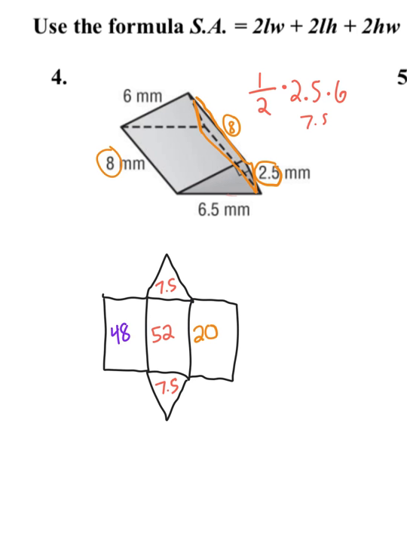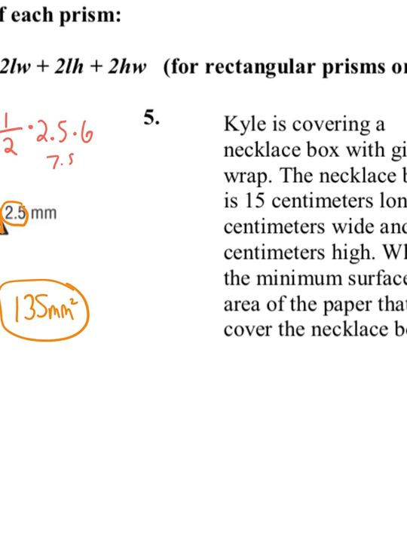So check and see if you had all of those areas of those faces. Then I'm going to add those up. You could add them up on a calculator. So I know those two make 100, 120. The 7.5 times 2 is 15. So that should be 135 square millimeters. All right, so that's 4. 4 was a triangular prism. Let's check out number 5.